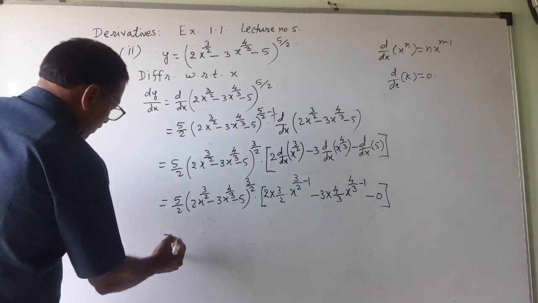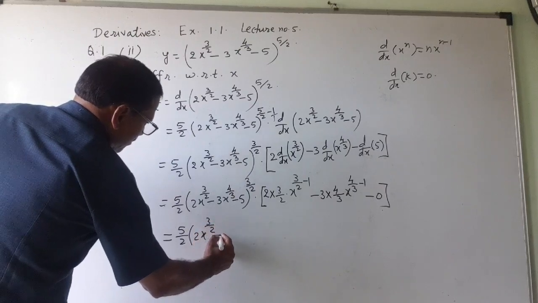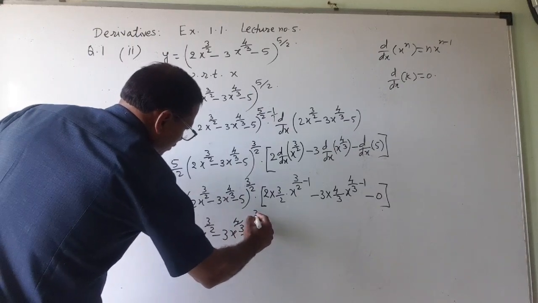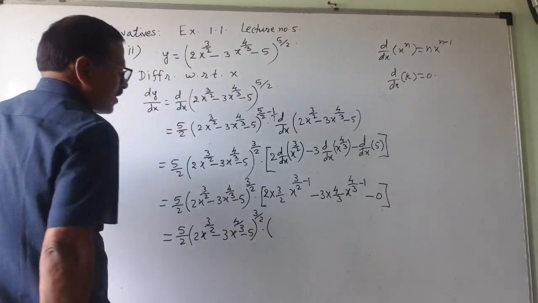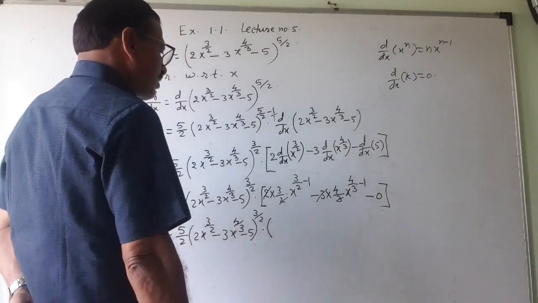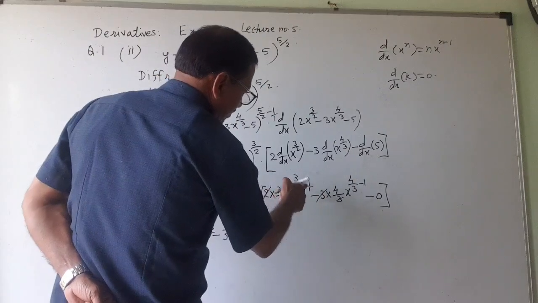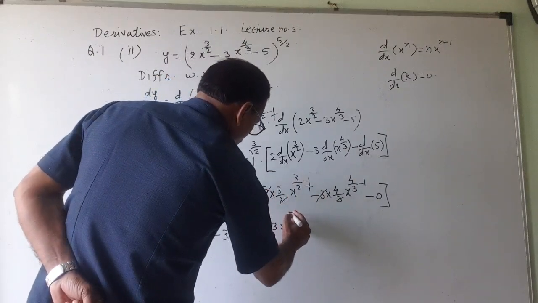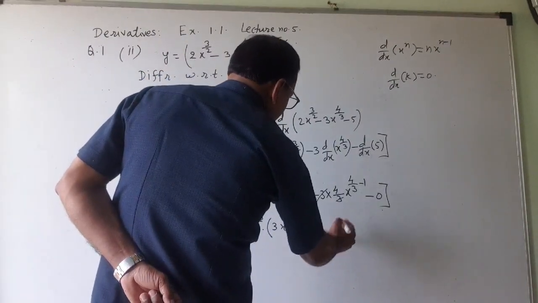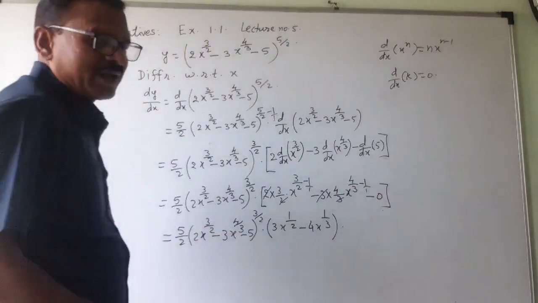That is equal to 5/2 into (2x^(3/2) - 3x^(4/3) - 5) raised to 3/2 into. These two cancel, these two cancel, these three cancel, these three cancel. So 3 into x raised to, see this, 3/2 minus 1, so 1/2, minus 4 x raised to 1/3, and this is the final answer for this question.